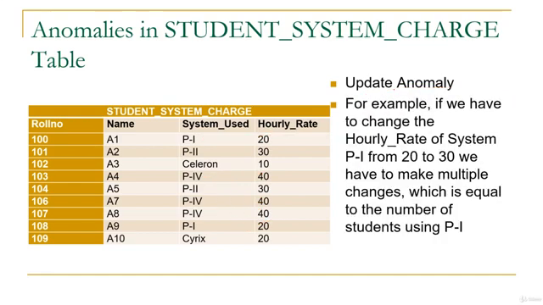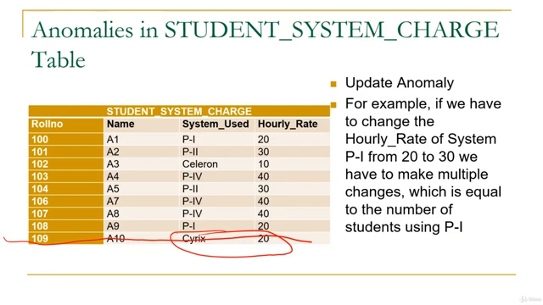Similarly, if we remove the data of a student, it will also remove the data of the system and its hourly rate. And this problem is worst for a system which has only one student. For example, in case of Cyrix, if we remove 109, this also removes the rate of Cyrix from our database.